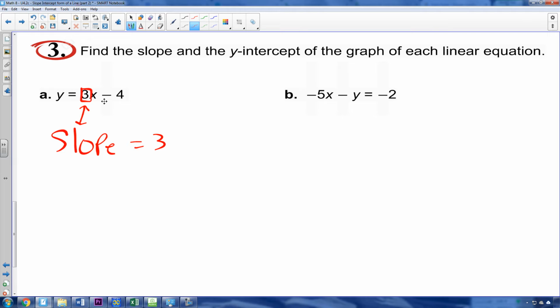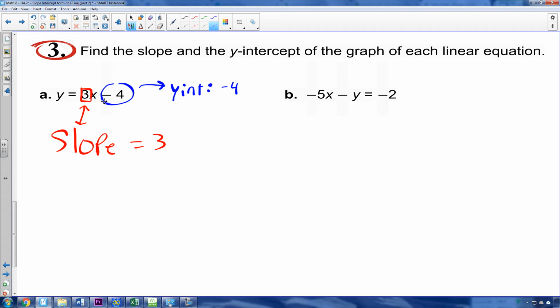Now, if it's y equals mx plus b, what is the b? What is the y-intercept? Yes? Negative 4. So we know here that the y-intercept is equal to negative 4. Okay? So that's that. Now we look at the second problem.